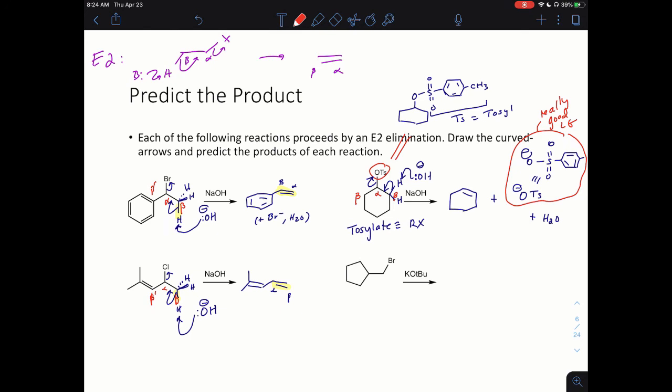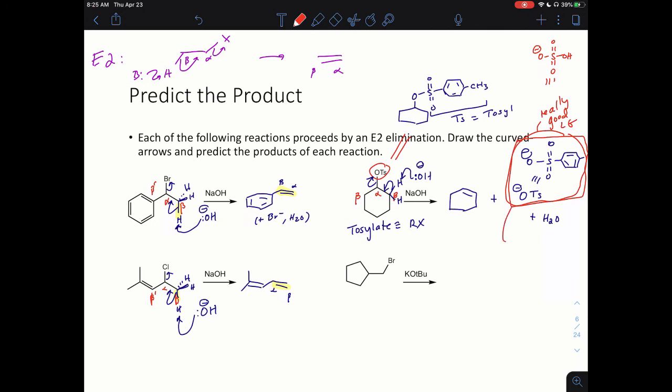I mean, this should look to you a little bit like this species. And what is this species here? Well, that's the conjugate base of sulfuric acid. So that's a super stable base, right? And so tosylate's pretty stable too.